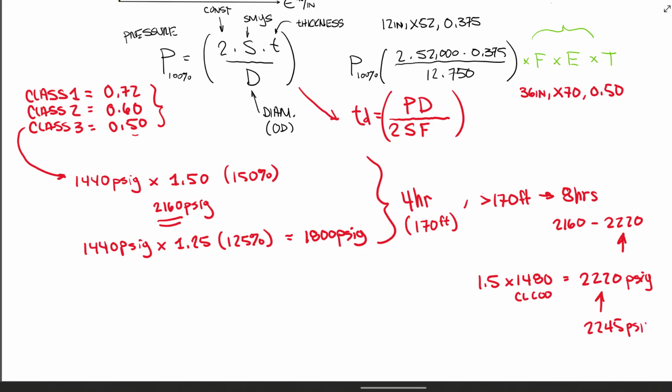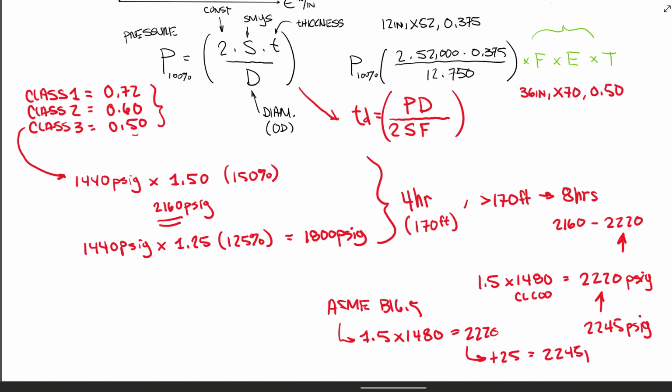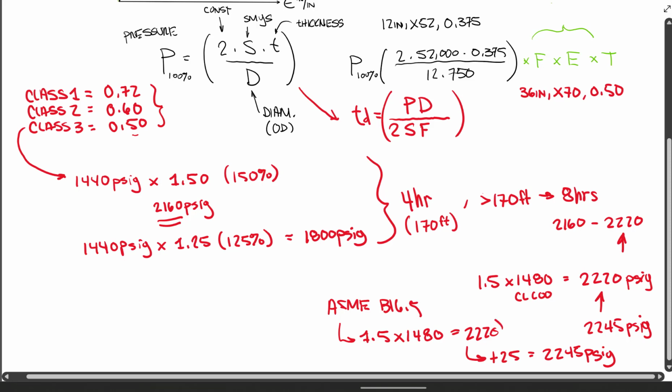And where that comes from is ASME B16.5. It actually tells you you're allowed to go 1.5 times your 1480. And then you can round up. You're allowed to round up to the next highest bar, if that's metric, or the next 25 psi increment. So plus 25, that gets you 2245. But a lot of companies do the 2220 criteria and call it a day.